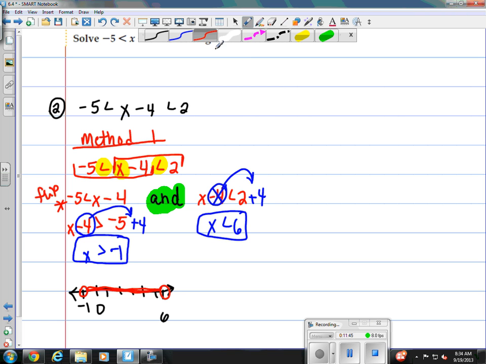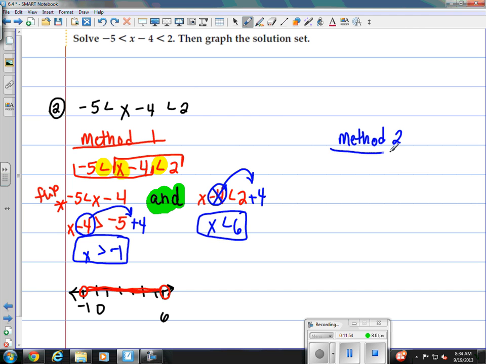So that's the first method on how to solve these. If we look at a second method, we end up with the same answer. We'll just solve it out a little bit differently. So I'm going to bring over my problem again. Negative 5 is less than x minus 4 is less than 2. So we're just going to focus here in the middle, x minus 4.